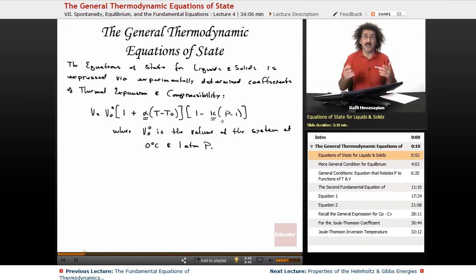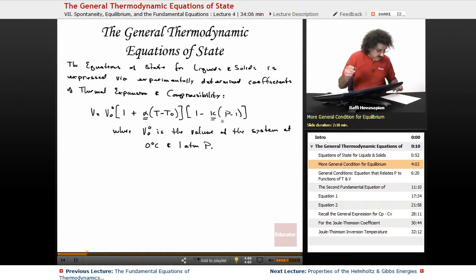So we have this equation of state for gases. We have this equation of state for liquids and solids. Is there a way to find one equation of state that applies all the way across the board? The most general equation of state that relates pressure, volume, temperature. The answer is yes. And, well, here's how we do it.